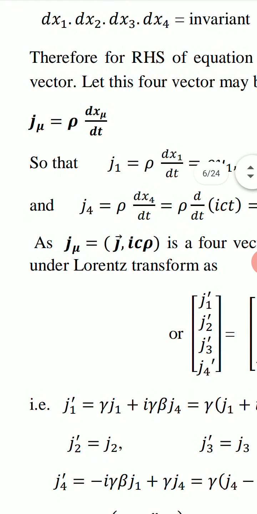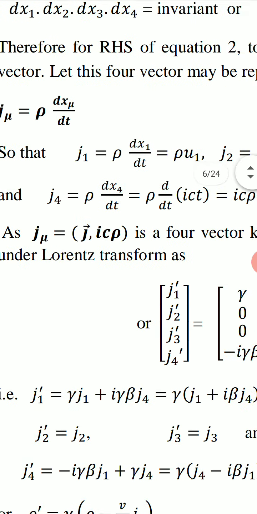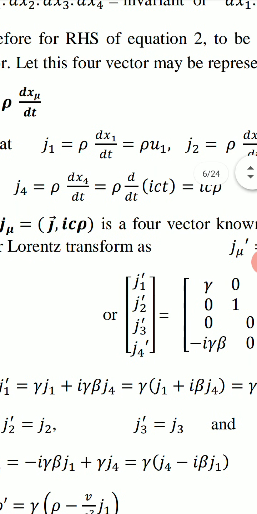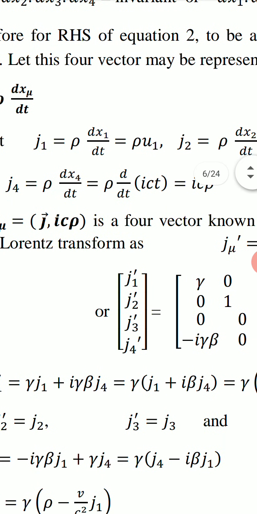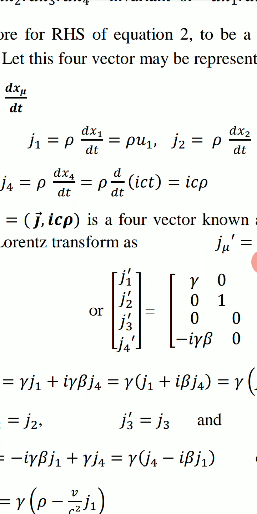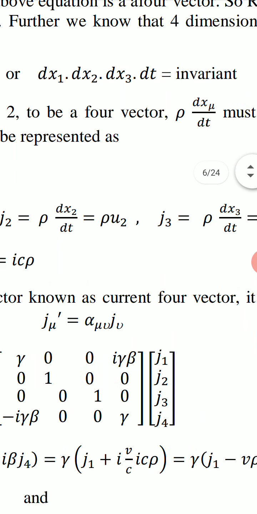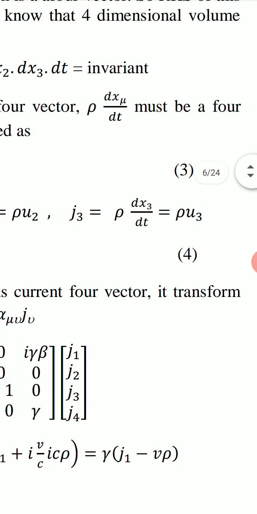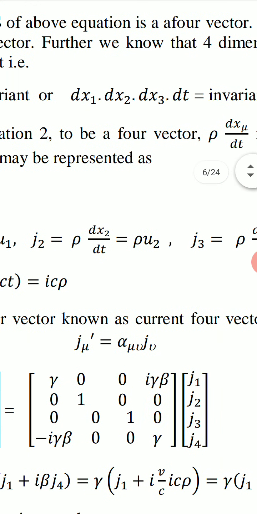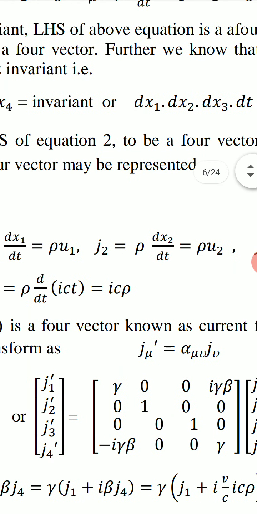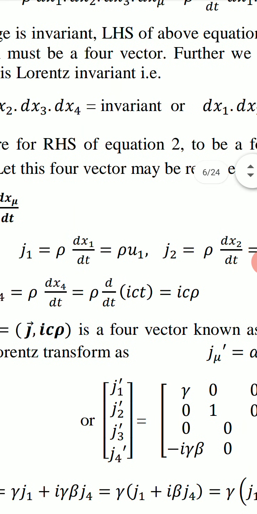So the current 4 vector J mu is equal to J vector and iC rho. The first three components are components of the J vector, J1, J2, J3, which are equal to rho u1, rho u2, rho u3. Rho multiplied by velocity represents current density.